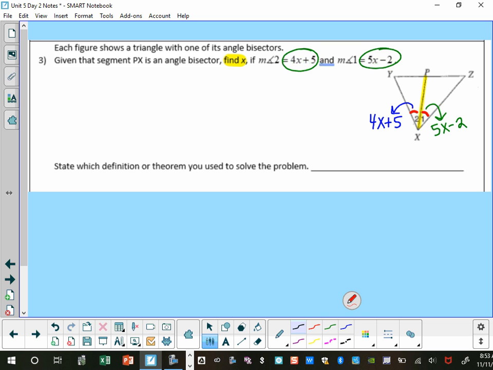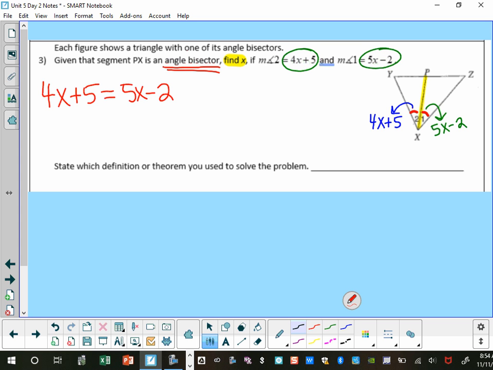Guys, I have an angle bisector, which means that both those angles are congruent. So what are those two angles going to be equal to? 180? No, don't just guess. Say it again on each other. So I have 4X plus 5 is equal to 5X minus 2. They are equal to each other because they are congruent. That is what you have to know. When it says angle bisector, those angles are congruent.